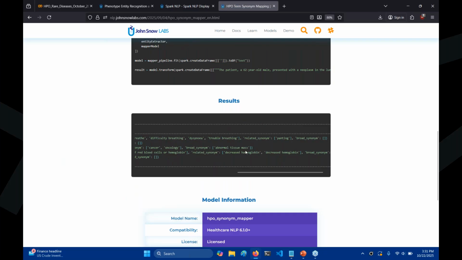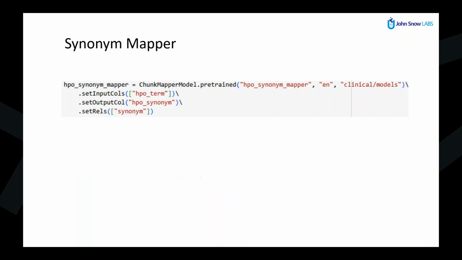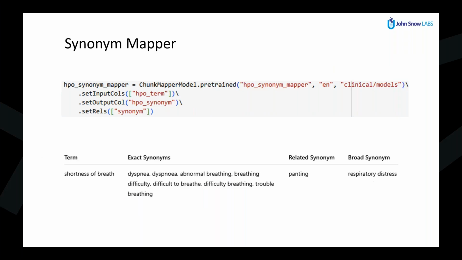Abnormal tissue mass. So it's quite useful. So the synonym mapper, you can run this separately, and you just get this data frame once you annotate or transform it. The term is shortness of breath, but in this case you have to give the phenotype to this mapper, and you're going to get the exact synonyms like this, and related synonym is here, and broad synonym, yeah, this one is good.